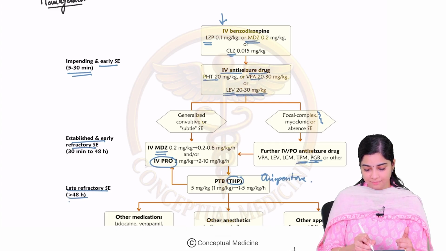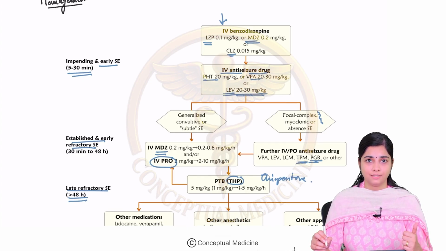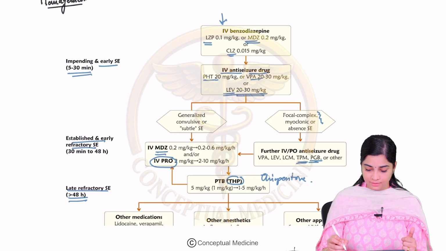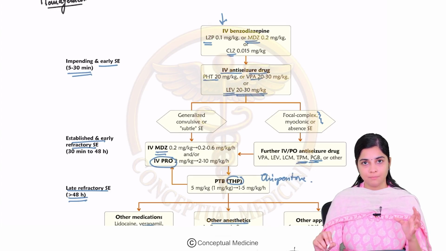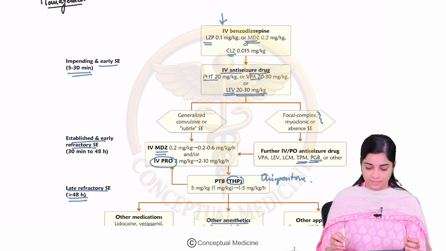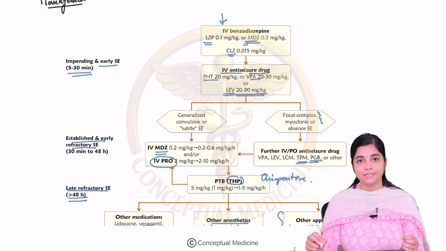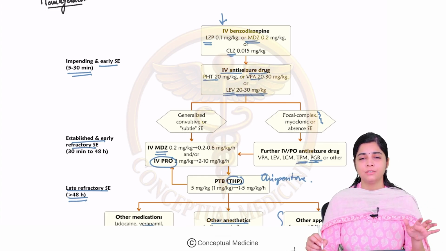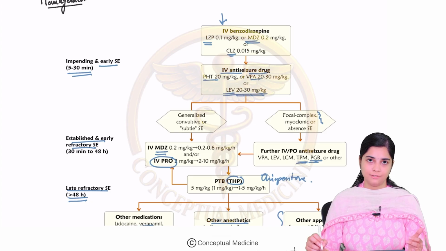Late refractory status epilepticus is when they have been on anesthetic agents for more than 48 hours and there is still seizure activity going on. Then you will consider other anesthetics like isoflurane, desflurane, and other medications which are not really having a complete benefit, but can be given under trial, like lignocaine, verapamil and immunomodulatory therapy. Other approaches like ECT, surgery or transcranial magnetic stimulation cannot be done during status epilepticus. Only after they come out of it, they can be taken for these kinds of treatments.